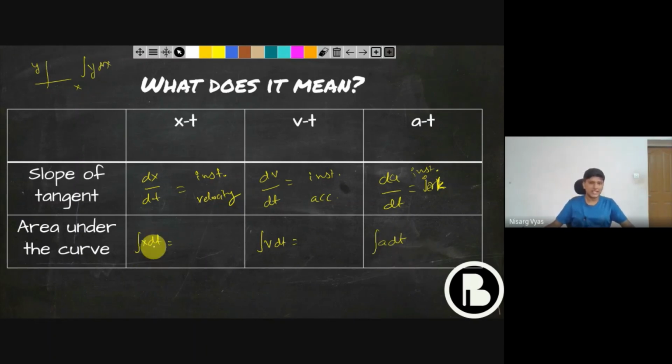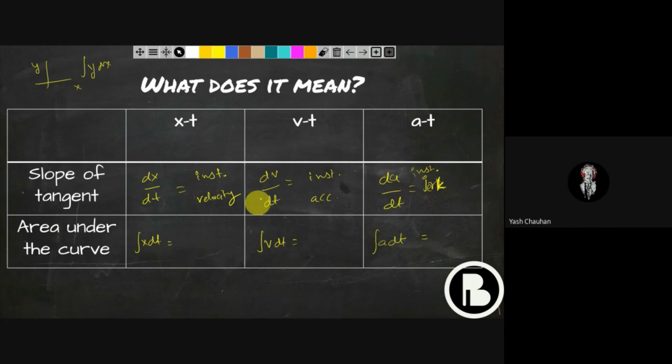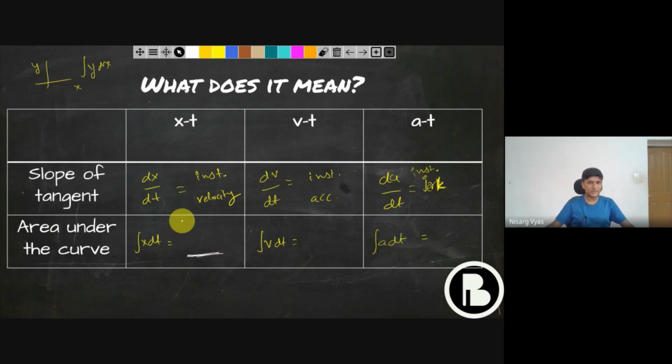So what about the integration of x dt? Does it carry any physical meaning whatsoever? This is the area under the curve if it is the y-axis. So there is no such physical quantity right now which gives you this. Integration of x dt, there is none.